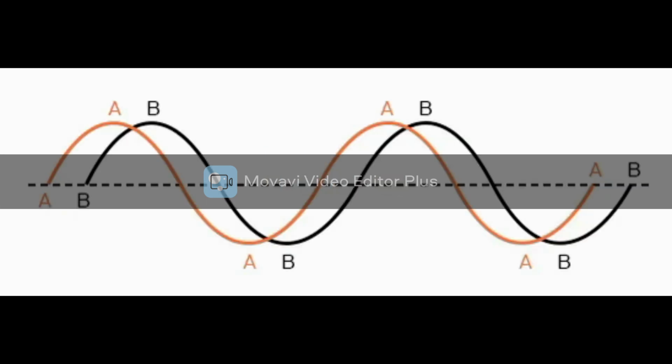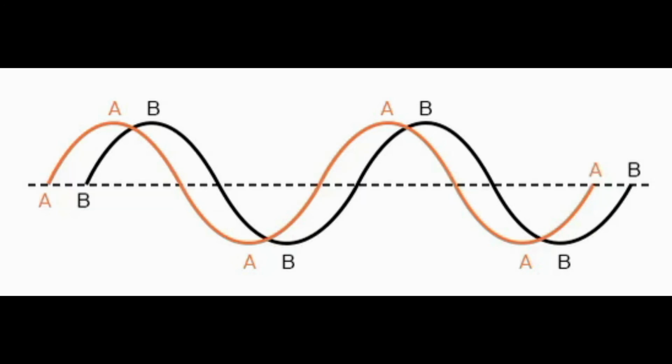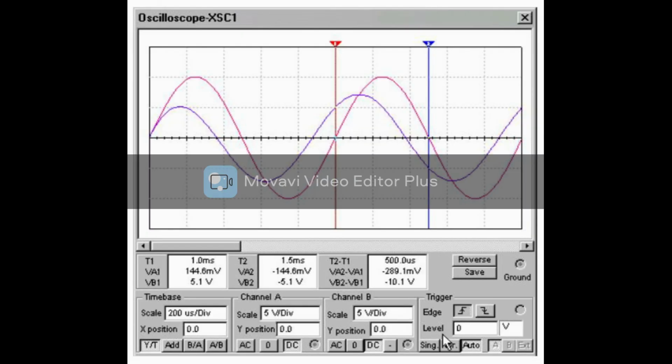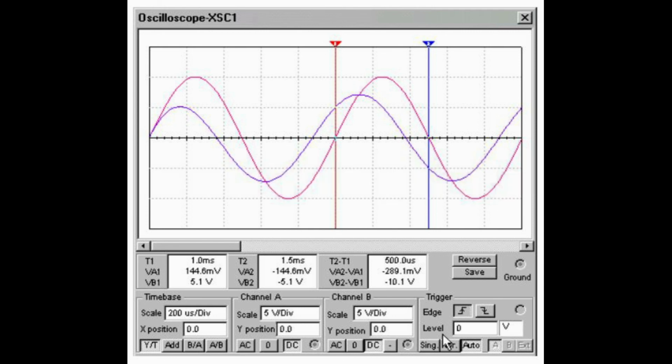Phases are the shift along the x-axis when a wave leads or lags behind another wave. To determine the phase shift, a formula of θ = d2 / d1 × 360 degrees is used. For example, the two waves shown can be expressed as having d2 equal to 0.6 of a division and d1 equal to 5 divisions. Therefore, using our formula, we can deduce that the phase difference is 43.2 degrees.